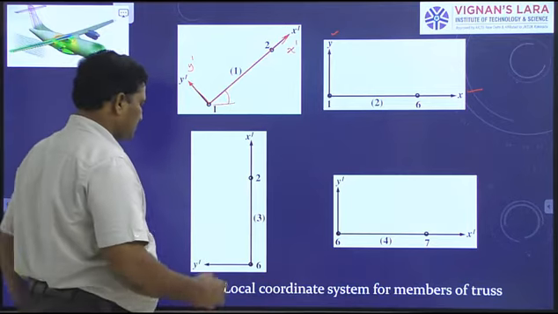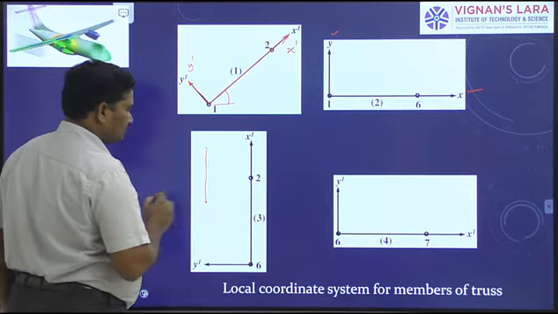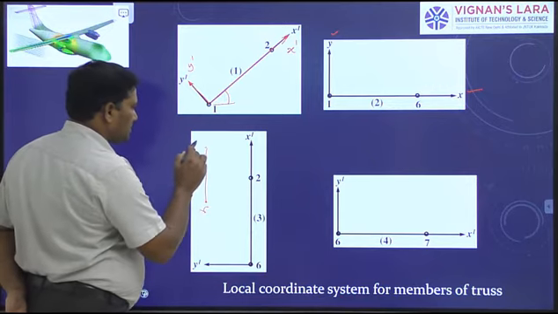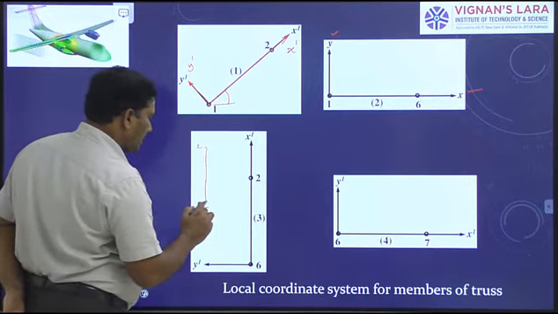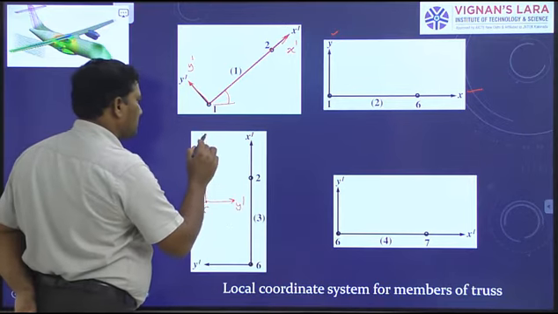I draw here the same element. Element number 3. This is node 6. This is node 2. You can take the y dash axis rightward if you want, and the x dash axis up.